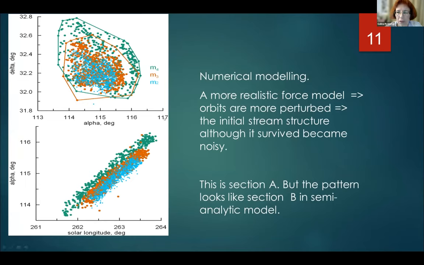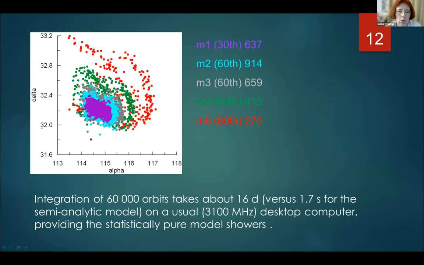The previous was analytical modeling. I confirmed these results by numerical modeling. It is a more realistic force model. But in principle, it is the same, only a little bit more noisy, as it should be, because the semi-analytic model did not include short period forces and other perturbations. So how does the radiant look in the numerical model?